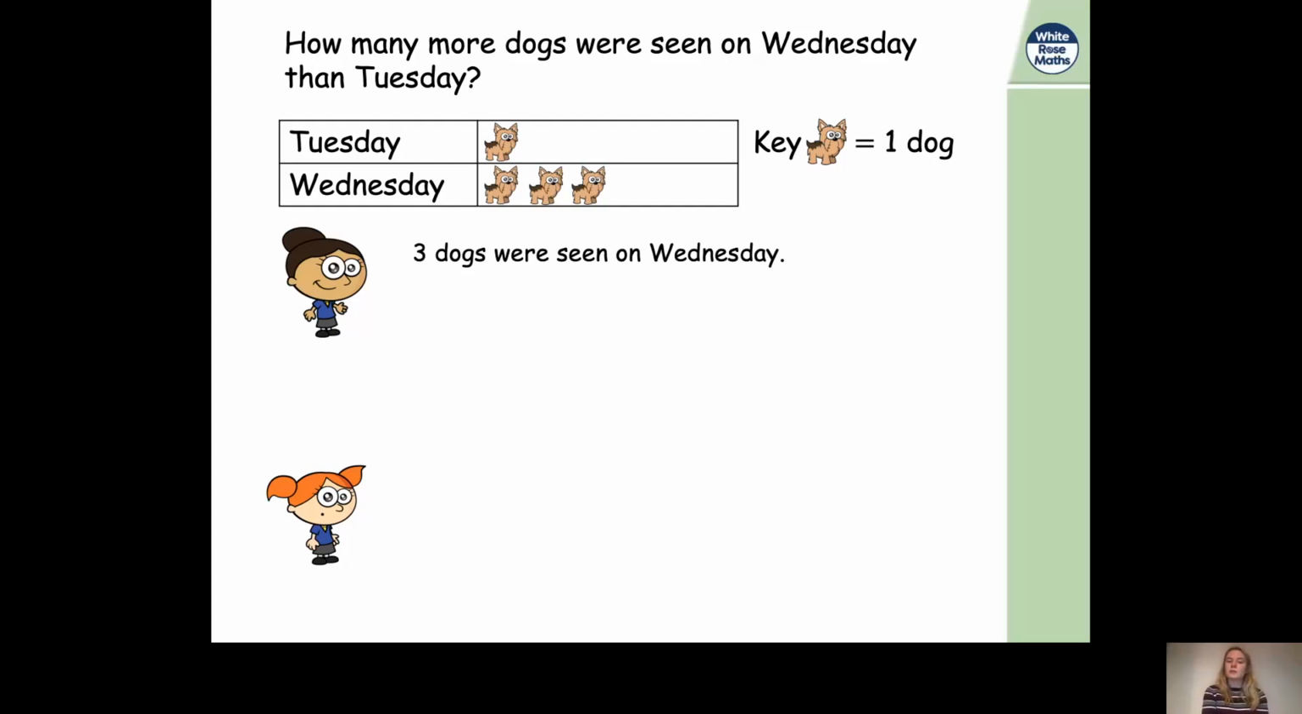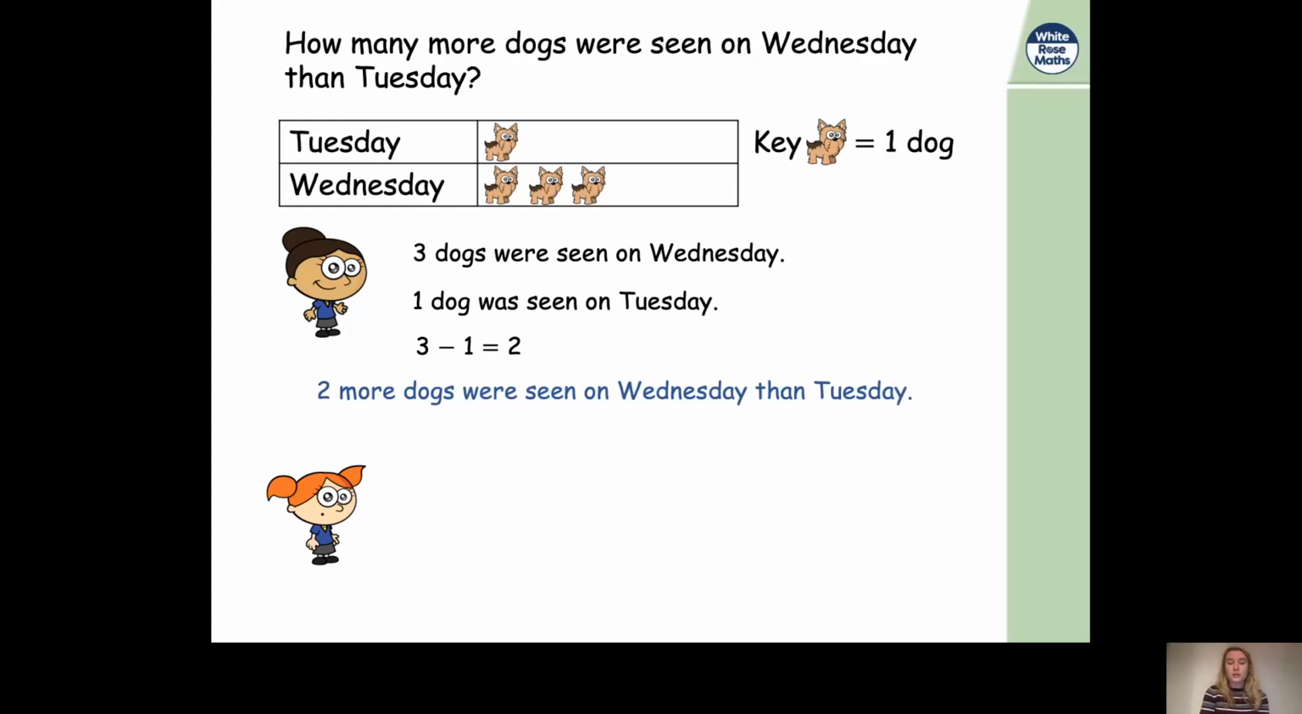Now, how many dogs were seen on Tuesday? Well, there's only 1 picture, isn't there? So therefore, only one dog was seen because one picture of a dog represents one dog. So 3 dogs were seen on Wednesday, 1 dog was seen on Tuesday. Now we're going to do our subtraction, and we need to start with the greatest number and subtract the smallest number. So we're going to have 3 subtract 1 equals 2. So there were 2 more dogs seen on Wednesday than on Tuesday.